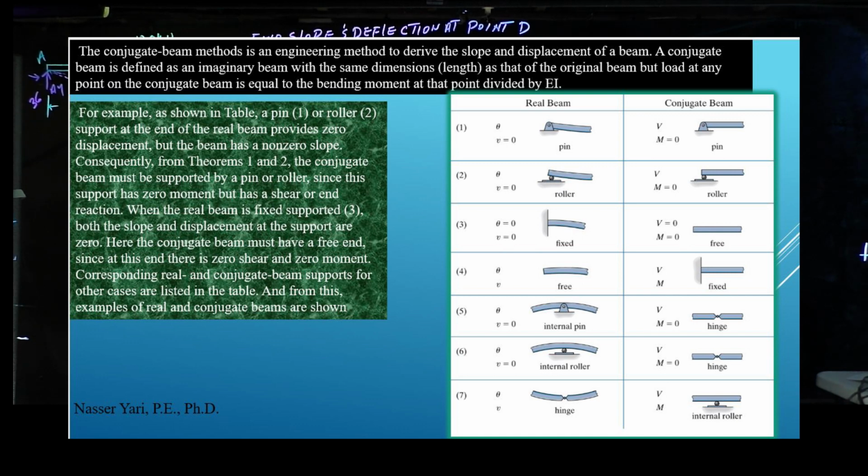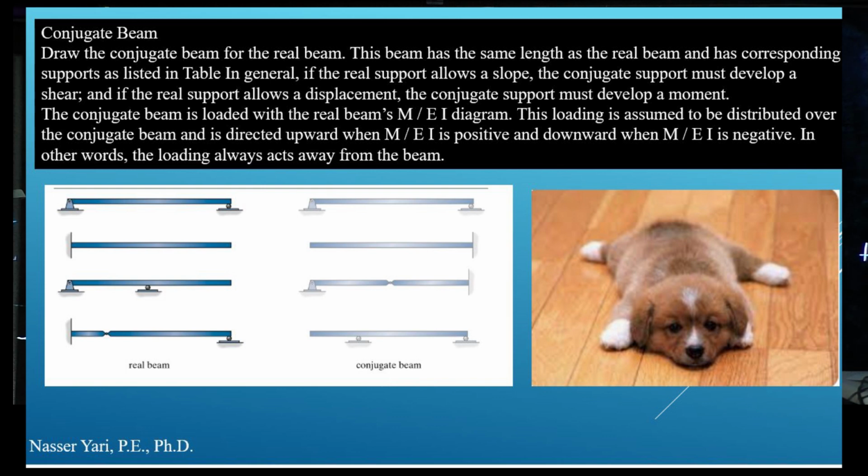However, when we have a fixed end in a real beam, it becomes a free end in the conjugated beam. Now look at right here. Theta, the slope, is equal to the shear, and the deflection, delta or small v, is equal to zero here, but over there it is going to be the moment. That's how we're going to take advantage of that. If you go to the next PowerPoint, this is basically a table showing how you convert the real beam to a conjugated beam.